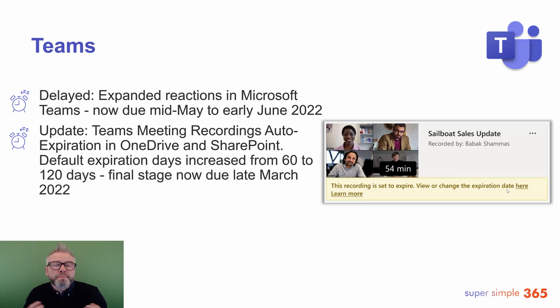Now, depending on the settings for your organization, this might not come in at all. They might set a shorter period. They might override it, so you can have 99,999 days, which is like 250 years or something. So there's quite a long period there. So the default will be 120, but you have to look at your organization and see what you will get. No doubt they will announce this to you. But look out for the final stages of that, and that going live in late March 2022.